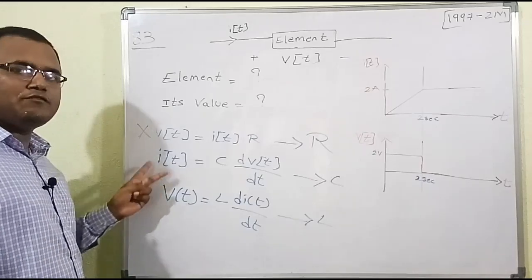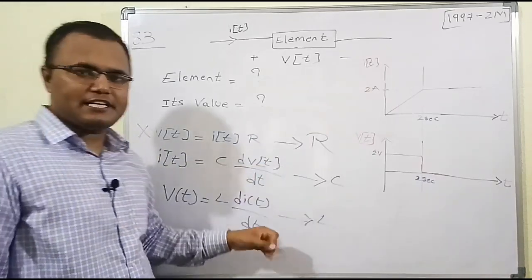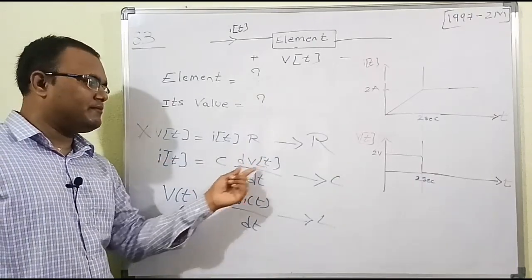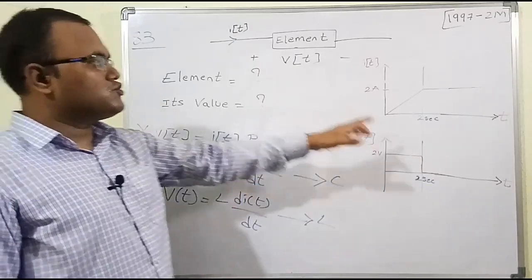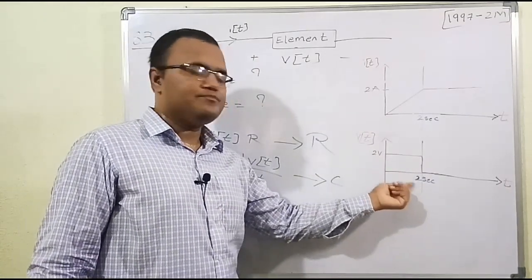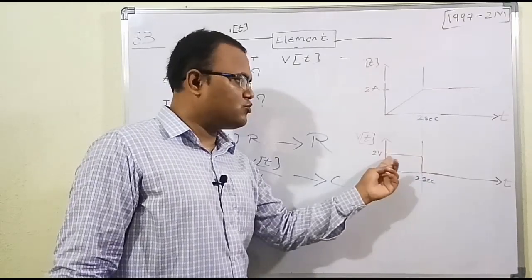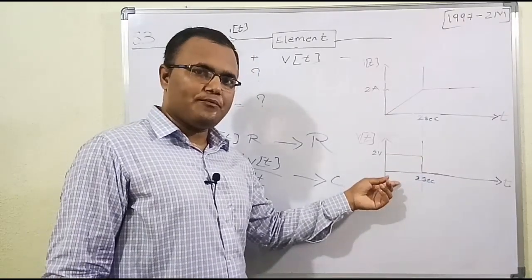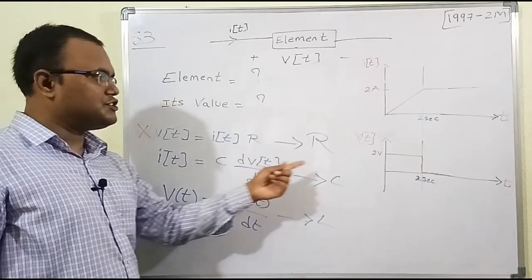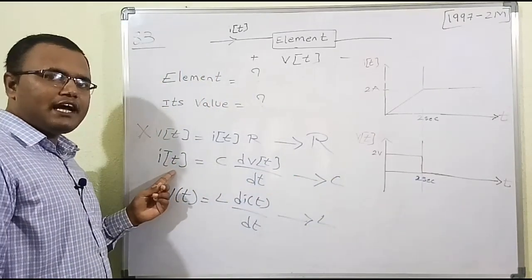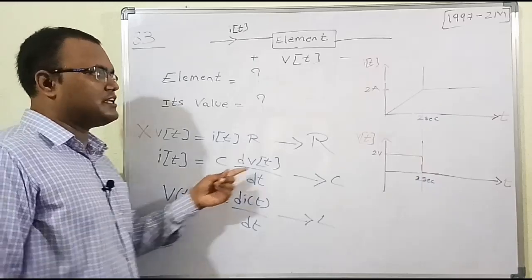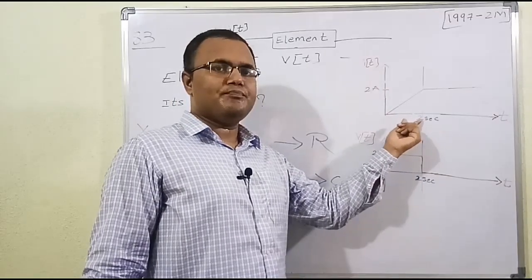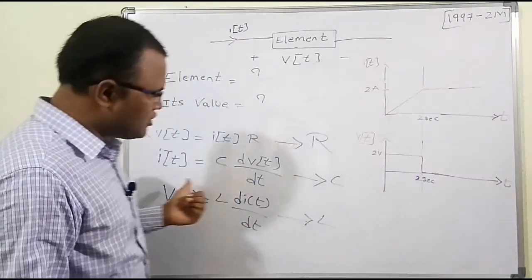Among these two we need to figure out whether the element is a capacitor or an inductor. i(t) = C dv(t)/dt, and dv(t)/dt is the slope of the voltage curve. From 0 to 2 seconds the voltage is constant at 2 volts. A horizontal line means the slope is 0, so dv/dt is 0 in 0 to 2 seconds. Then i(t) would have to be 0 if it were a capacitor. But from 0 to 2 seconds the current waveform is not 0. So this element is not a capacitor either.